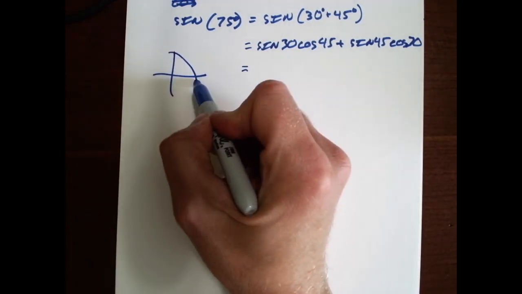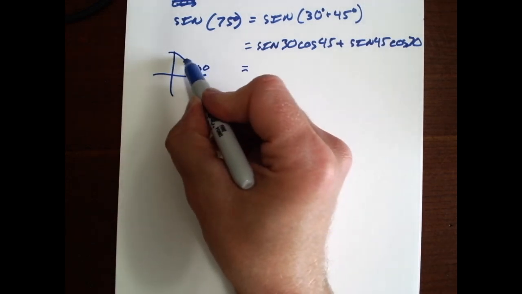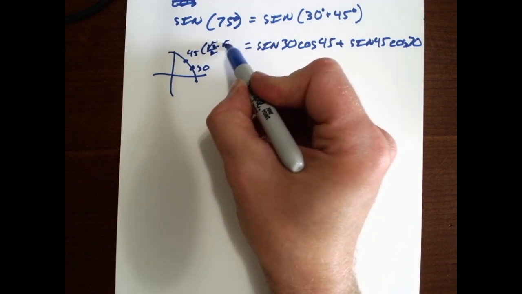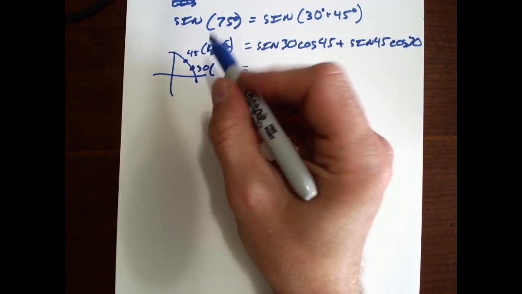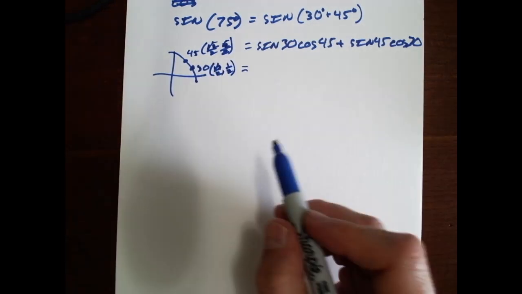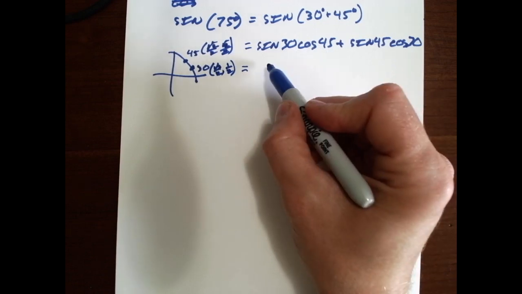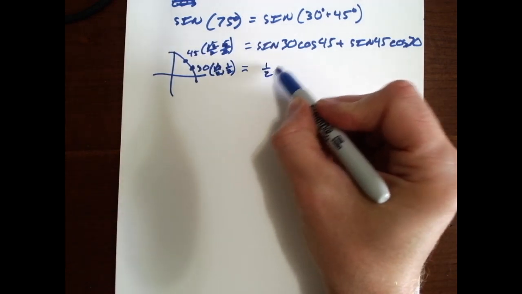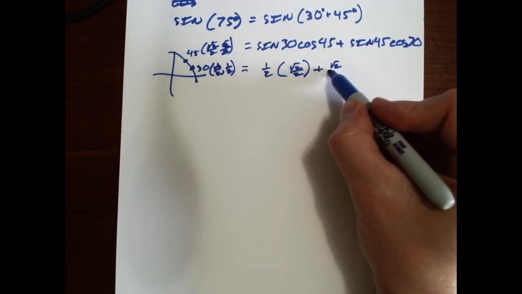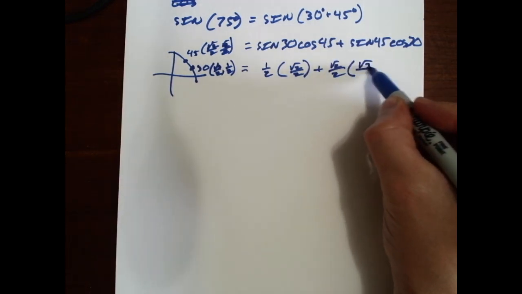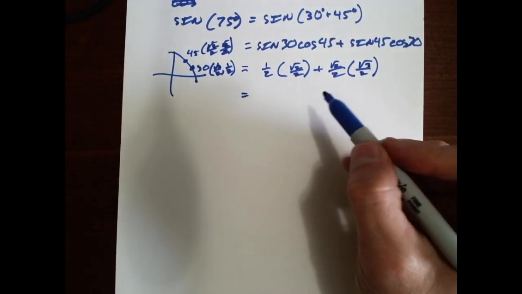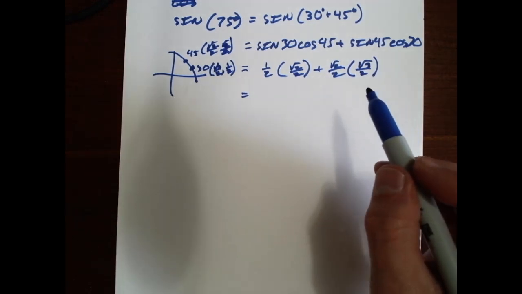So I think about my unit circle. There's 30 degrees, there's 45 degrees. This is root 2 over 2 and root 2 over 2 for the y and x coordinate. And this is root 3 over 2 and 1/2 for the x and y coordinate. So then it's just a matter of grabbing the values there and plugging them in. So that's 1/2 times root 2 over 2. And then root 2 over 2 times root 3 over 2. All right? So then it's just multiply straight across like you would fractions.